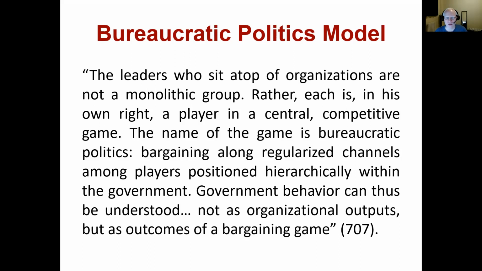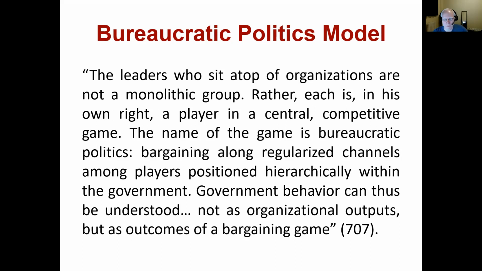And the rational actor model says they're all going to sit there together, weigh the different options, look at the expected outcomes and the probabilities, and choose the best one. But the bureaucratic model comes up with a different analysis of what leaders would do. Leaders who sit atop organizations are not a monolithic group. Rather, each is in its own right a player in a central competitive game. The name of the game is bureaucratic politics: bargaining along regular channels among players positioned hierarchically within the government. Government behavior can thus be understood not as organizational outputs, but as outcomes of a bargaining game.